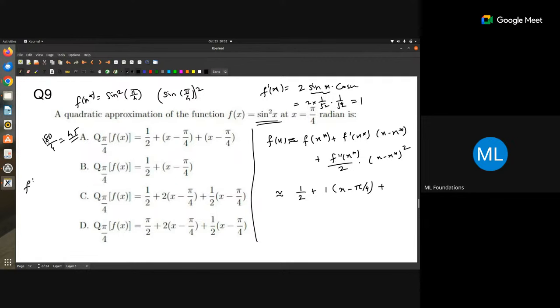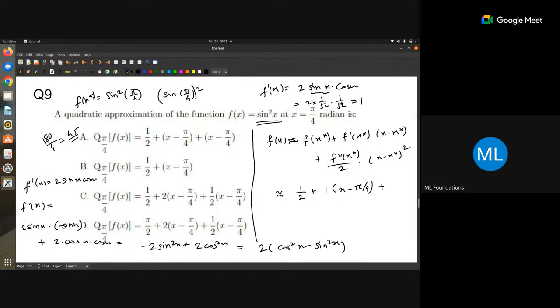f dash of x is 2 sine x cos x. f double dash of x will be 2 sine x into minus sine x plus 2 cos x into cos x. So it is minus 2 sine square x plus 2 cos square x, or 2 into cos square x minus sine square x. Cos pi by 4 is 1 by root 2, so 1 by 2 minus 1 by 2 is 0. It's coming out to be 0. Is it correct? Yes, sir.